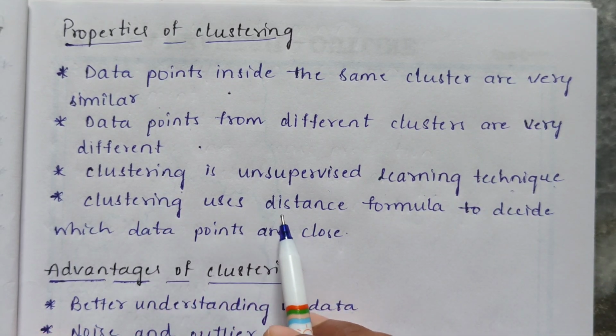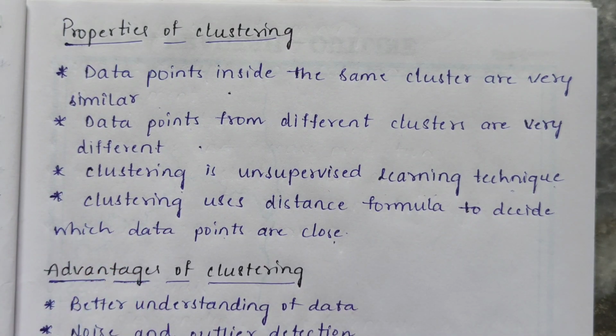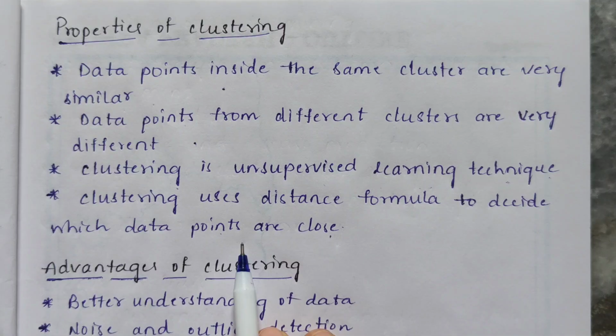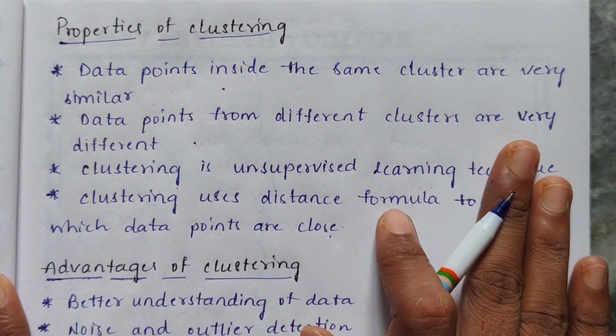And next one is clustering uses distance formula to decide which data points are close. Let us take an example, like we are having some data points, and our main goal is to form clusters with that data points. And to form clusters with that data points, we will be mainly using distance formula. We will be discussing many problems of how to make data points into clusters, and in that you will be understanding. Just now remember that for clustering data points we use distance formula, and in later classes we will be discussing problems. In those problems you will get an idea of how we will be using distance formula. These are the properties of clustering.